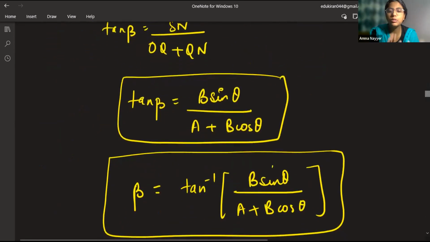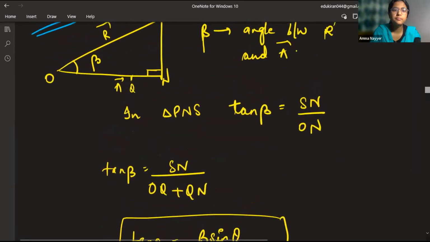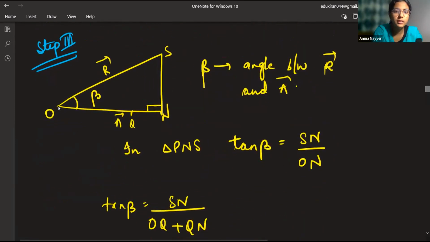For the direction, we use this formula: tan beta is equal to B sin theta divided by A plus B cos theta. But what becomes confusing during exam time or whenever you're solving it is, what was A, what was B? Two vectors are there. Which vector will you consider as A and which vector as B? That becomes a question. So see, just go by the figure. This is the resultant. Suppose this is my parallelogram.